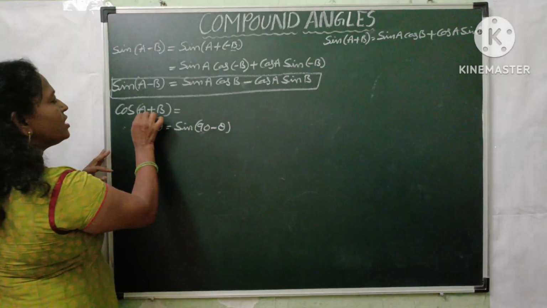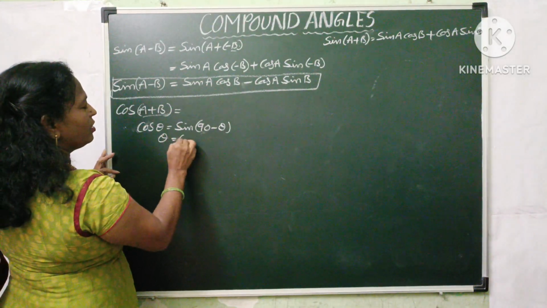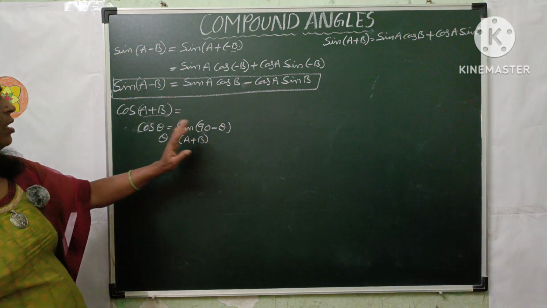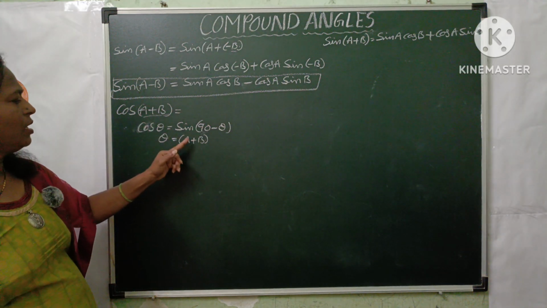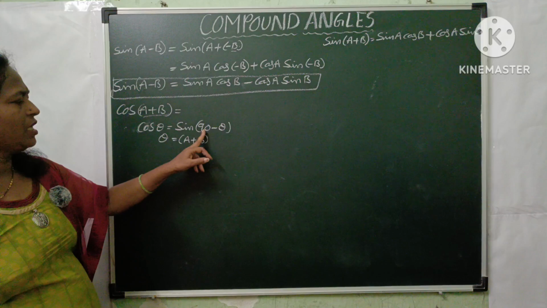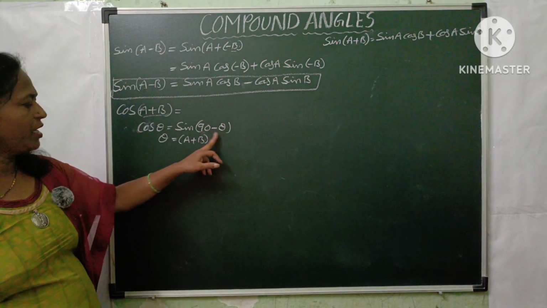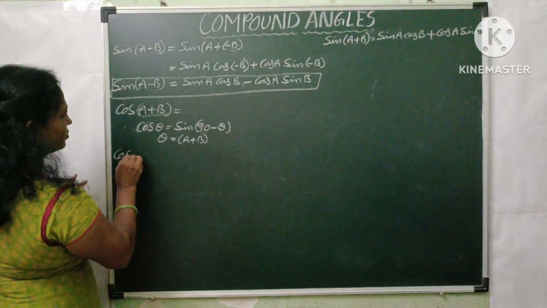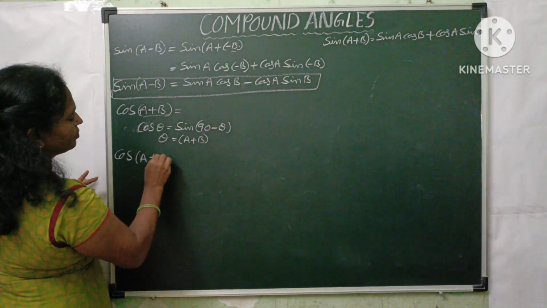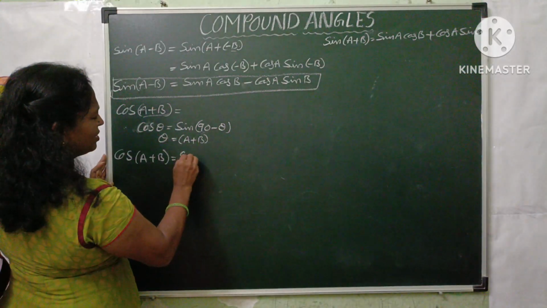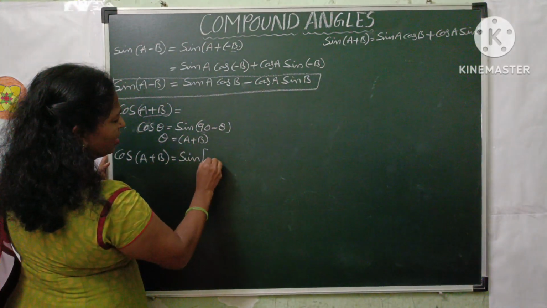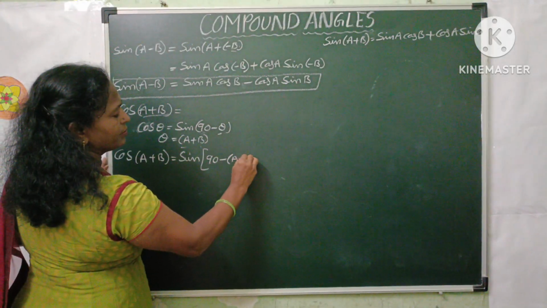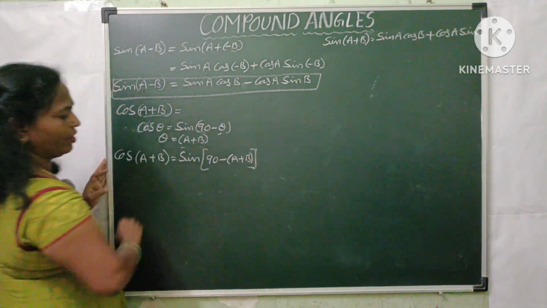So here, what is the theta place? Theta equal to A plus B. So simply we have to write here A plus B in place of theta in sin 90 minus theta. So cos A plus B equal to sin 90 minus theta, with what we have to write? A plus B. Right.